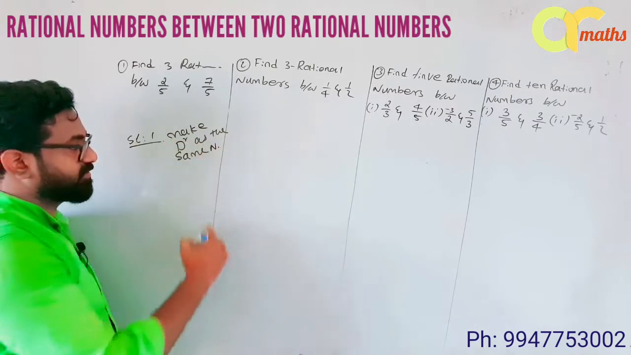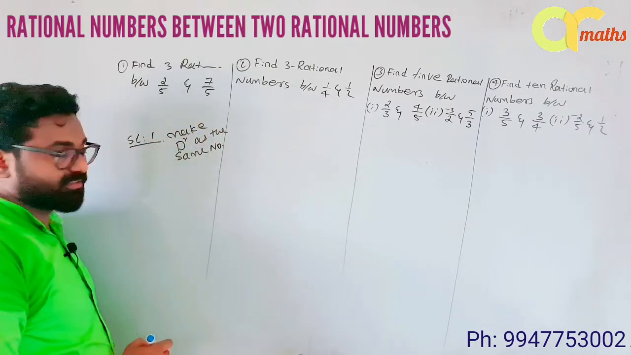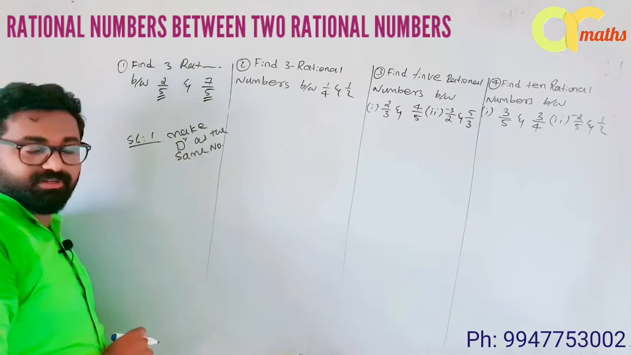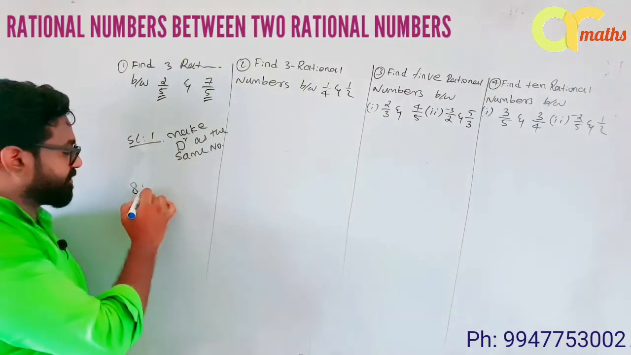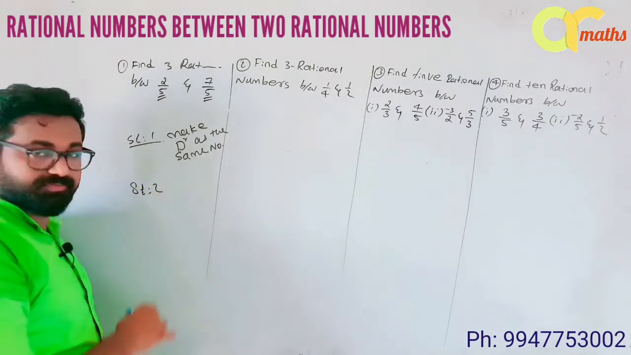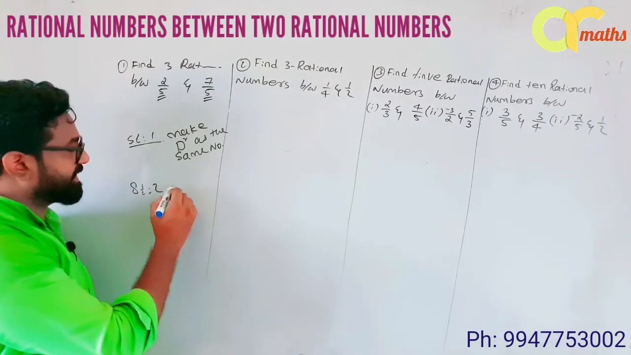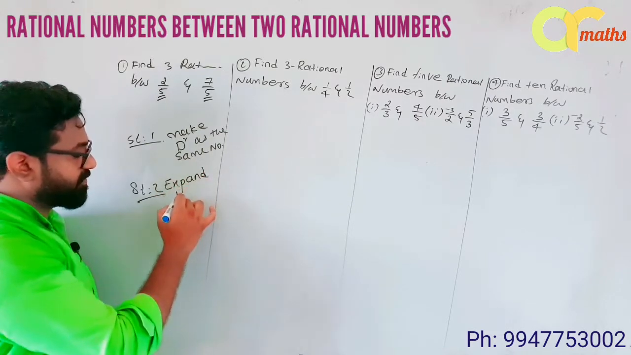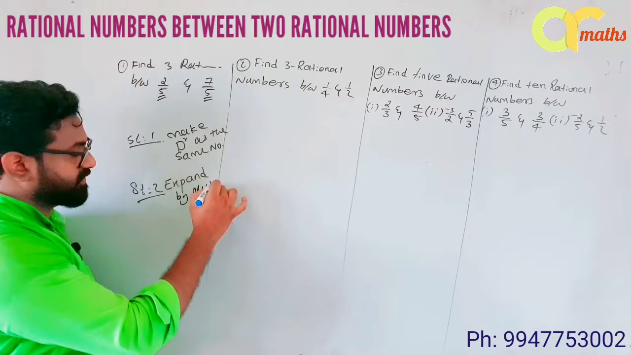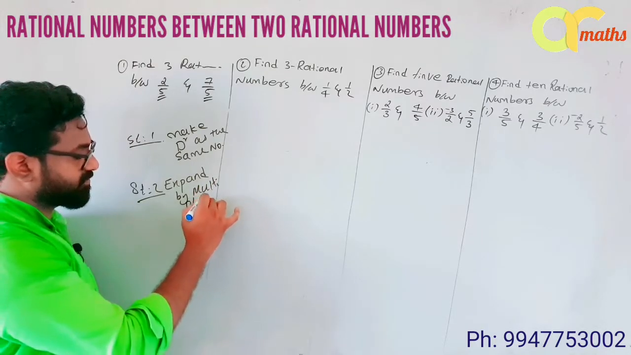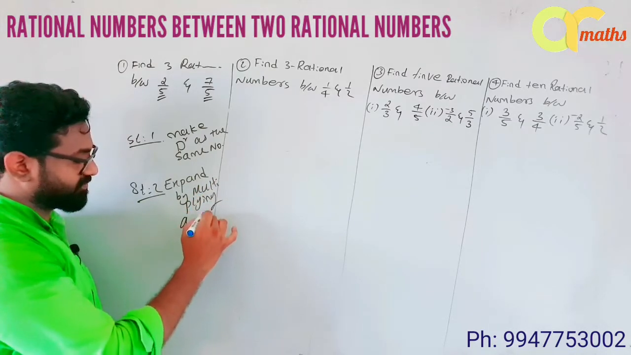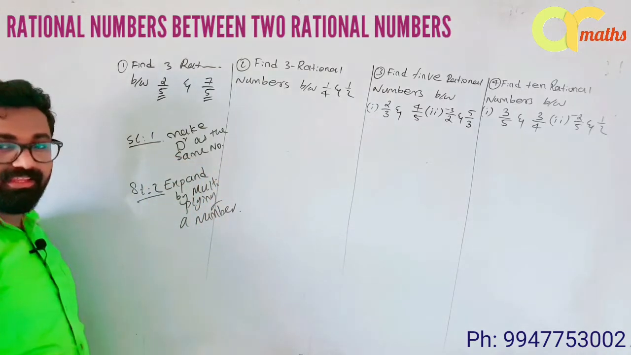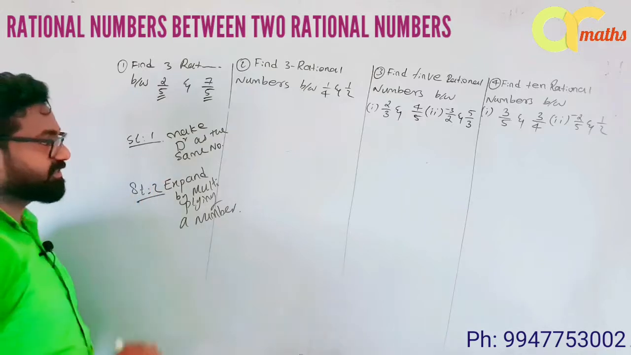Same number. Ready? So make the denominator the same number. So here the denominator is the same number. Ready? Step 2. Expand by multiplying a number. By multiplying a number. This is the step.